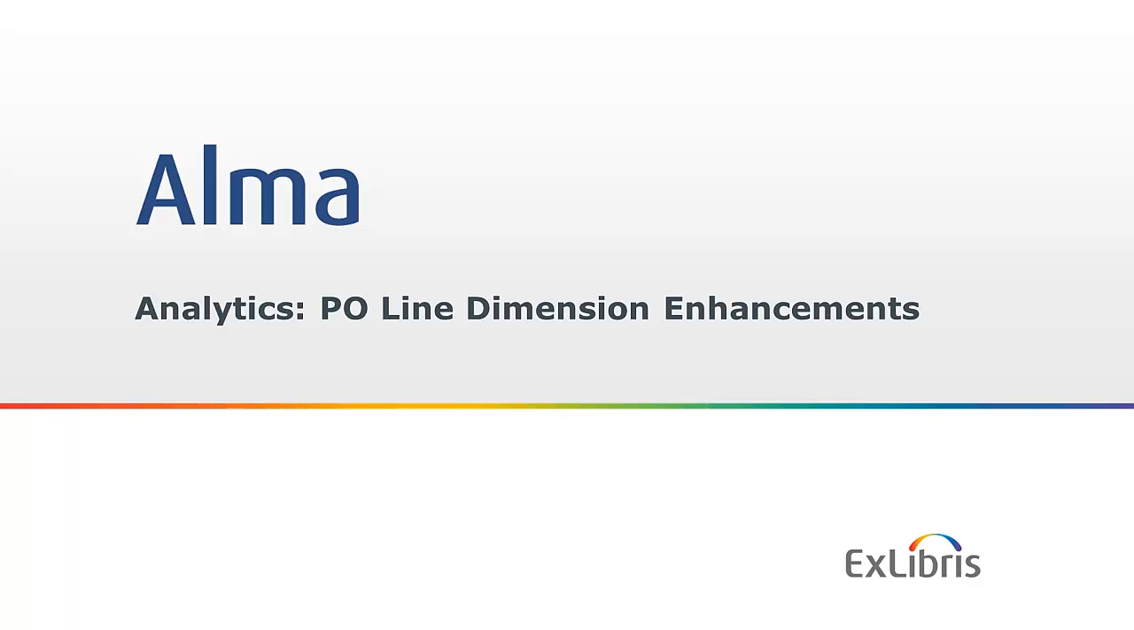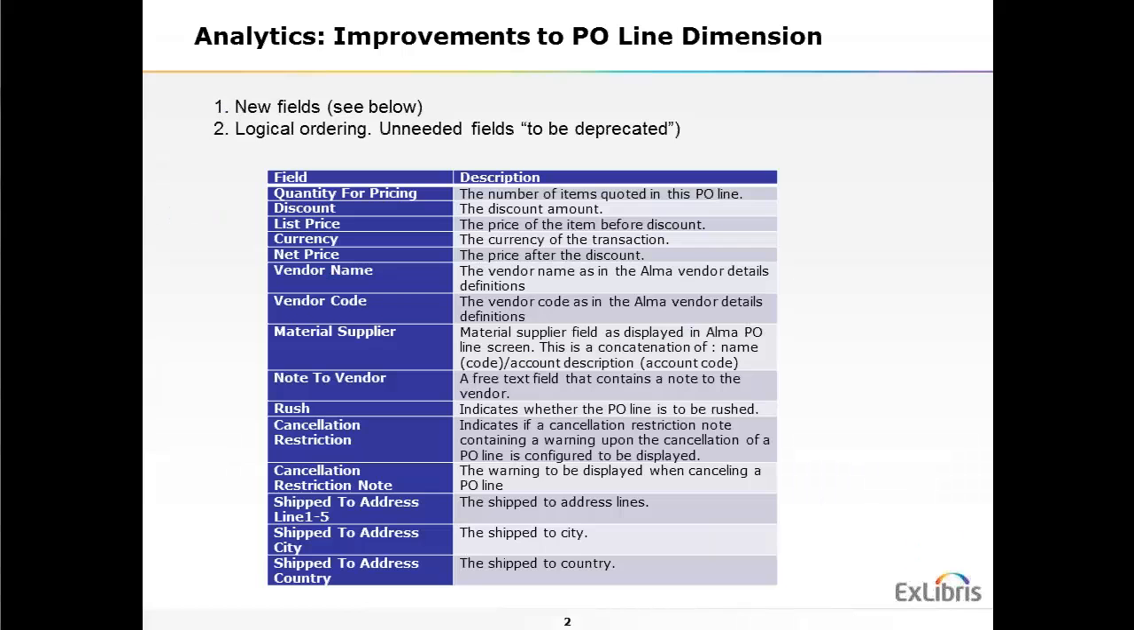So we have two new features relating to Alma Analytics. The first one is Analytics PO line dimension enhancements. So the PO line dimension now has a lot of new fields that you can select to create reports and view statistics.